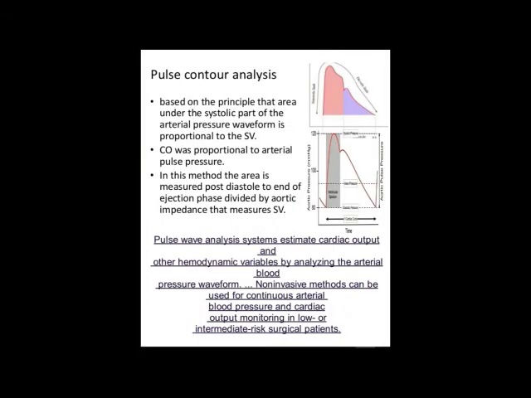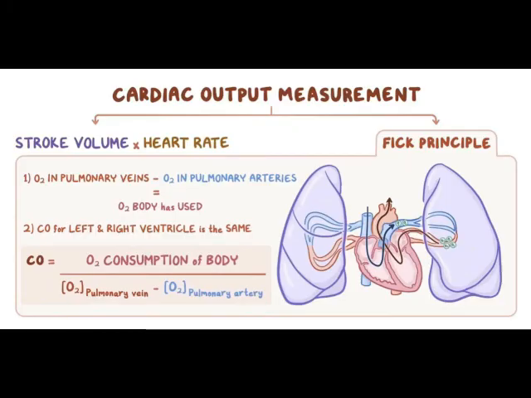Arterial pulse waveform analysis is used to calculate the cardiac output from the shock waves created by the blood flow. Cardiac output is calculated as oxygen consumption divided by the difference in the oxygen saturation of the arteries and the veins, which is taken in milliliters of oxygen.